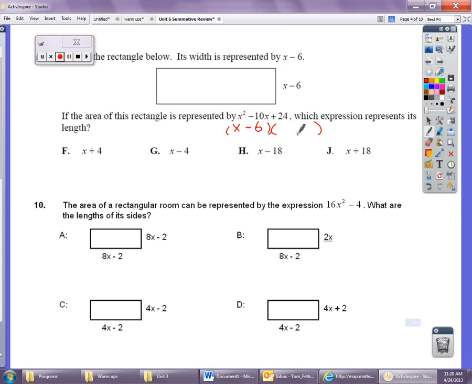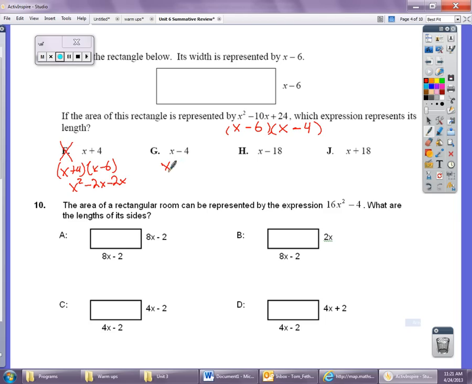Well, factors of 24 that give us negative 10. We know that one of those factors is already negative 6. So the other factor has to be negative 4. And we can just check this. We can figure out which of these answers times x minus 6 will give us the area. So we could check all of these. And just by looking at that, you know that this is going to be x squared minus 2x minus 24. So that's not going to be right.